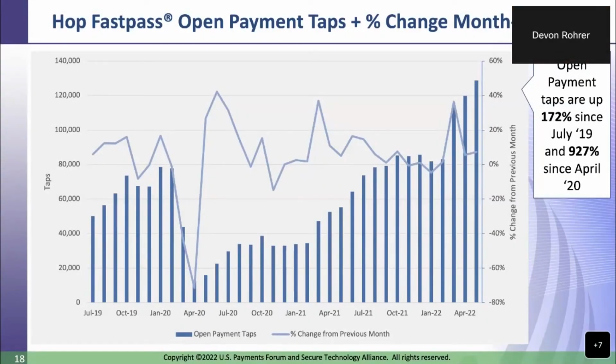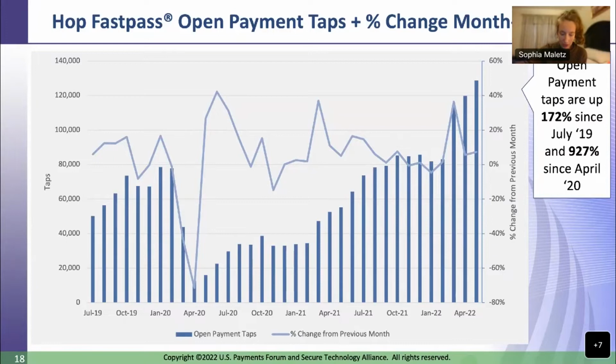Since pre-pandemic, we've almost doubled the number of taps that we're seeing from open payments. As of April this spring, that was about a 172% increase from pre-pandemic levels and almost 1,000% increase since the bottom of the pandemic. And now being December, we've passed that 1,000% increase mark.